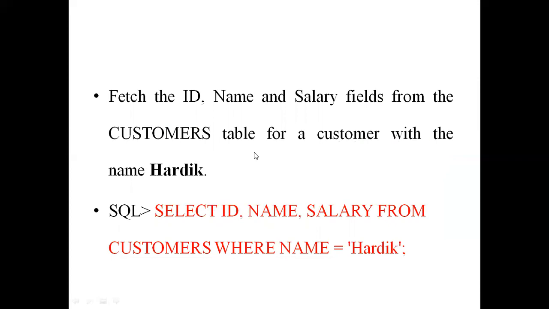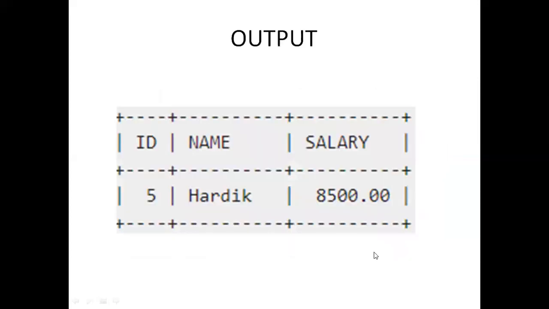I want to retrieve a record whose name is equal to Hardik. So what is the symbol that you should use? Is equal to. Select ID, name, salary from customer where name equal to Hardik. What is the output that you get? You will be getting the record of only Hardik, isn't it? Look here, this is the output. I have displayed ID, name, and salary whose name is Hardik.